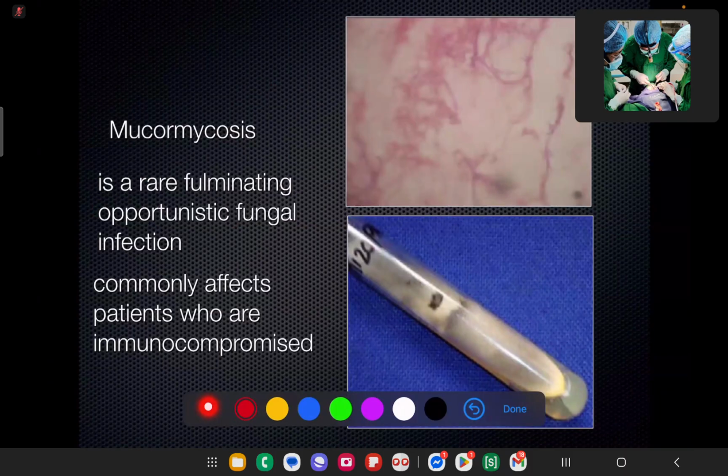Another type of fungal infection is what you call mucormycosis. Mucormycosis is very rare. It's fulminating. When you say fulminating, it's aggressive. And of course, it's opportunistic. It doesn't choose its victims, this fungal infection. It commonly affects patients who are immunocompromised, those with low resistance.